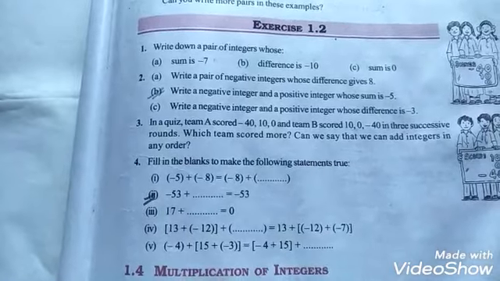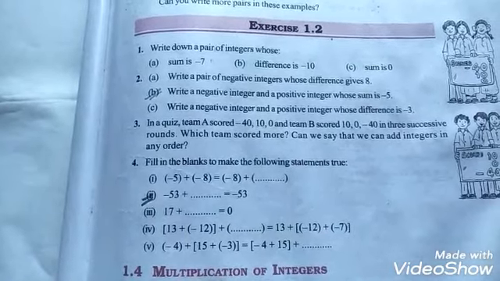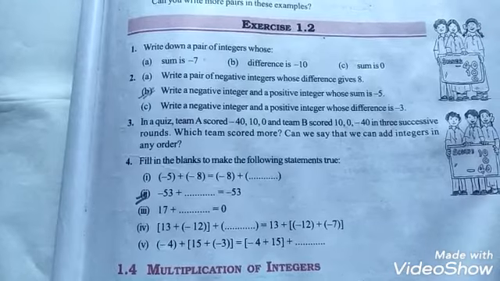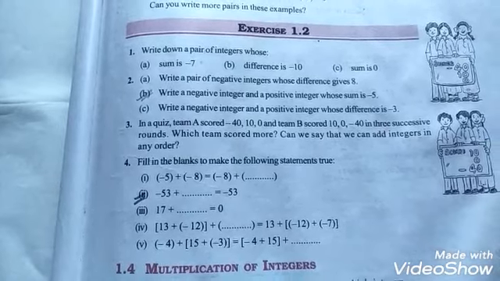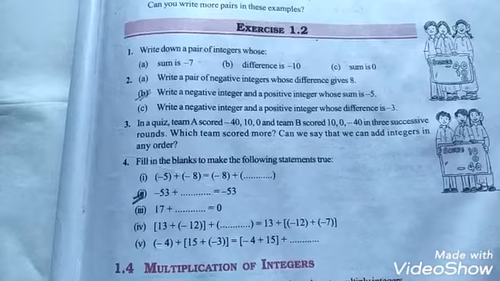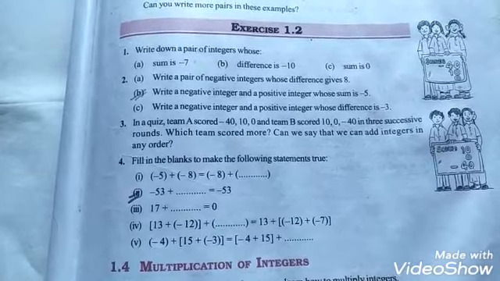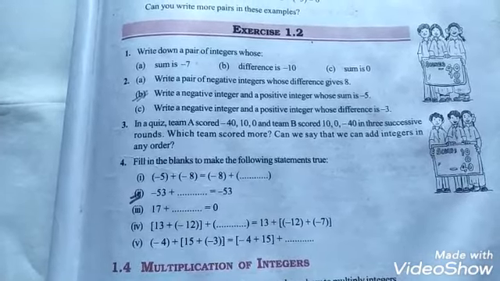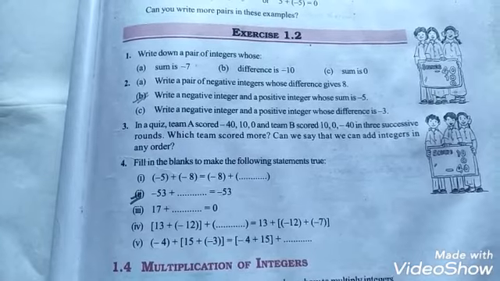Good morning, students. Today we start exercise 1.2. In this exercise, we use addition and subtraction properties of integers. So the first question: write down a pair of integers whose sum is -7.